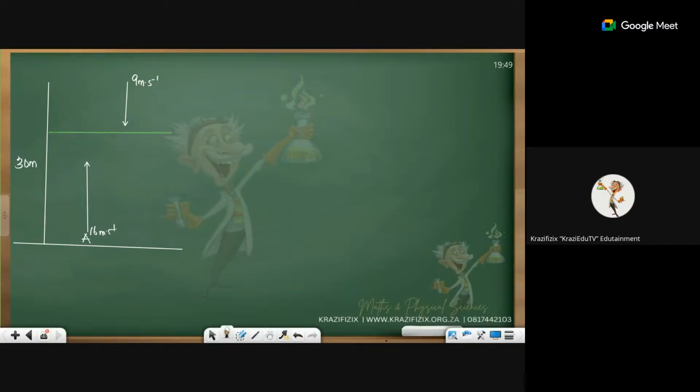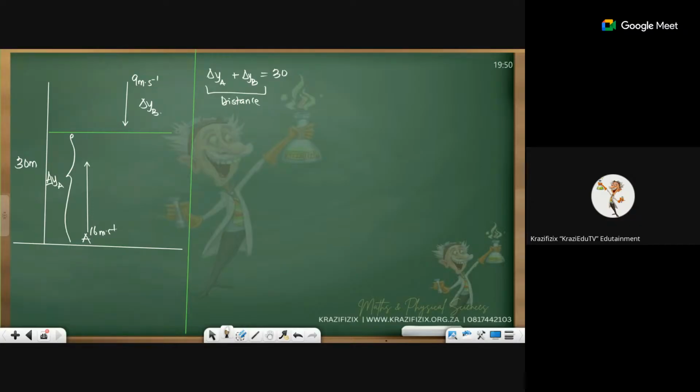Halfway. But I know that ball A has gone delta YA, and ball B has gone delta YB. Can I say, let's go step by step together and make sure you agree with me: the distance of A plus the distance of B is 30. Does that make sense? If I'm using distance, that's going to be my principle.